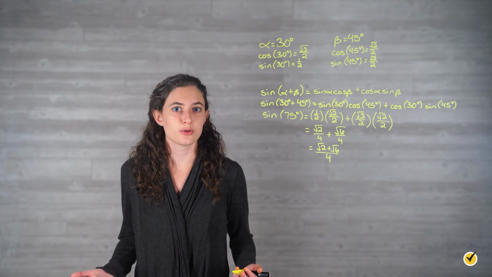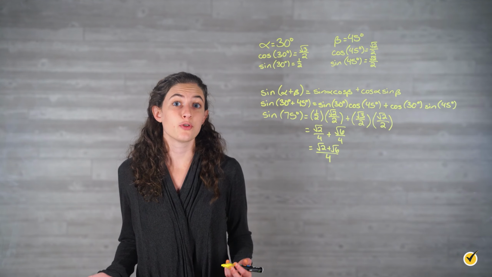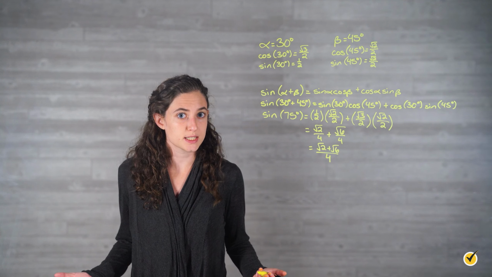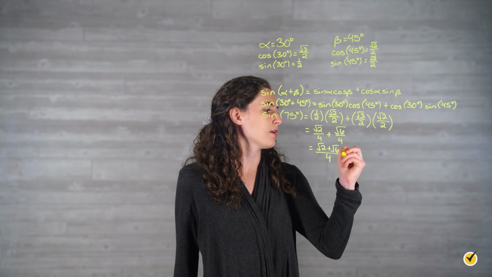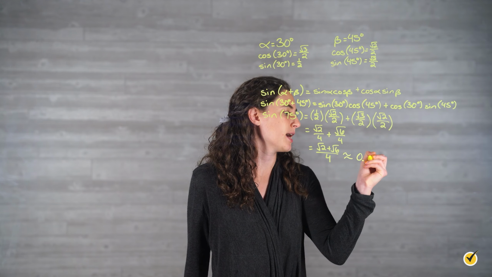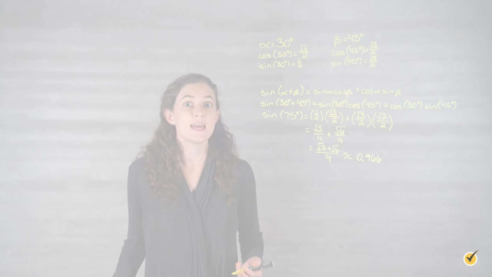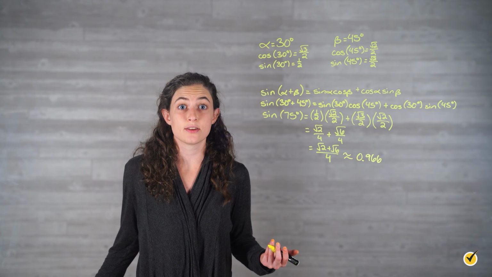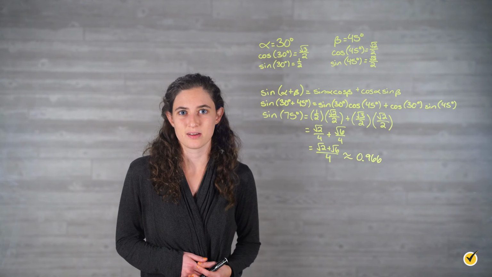We can check our answer by using a calculator. If we add the square root of 2 to the square root of 6 and then divide by 4, we'll get approximately 0.966. If we then use a calculator to find the sine of 75 degrees, we get the same thing.